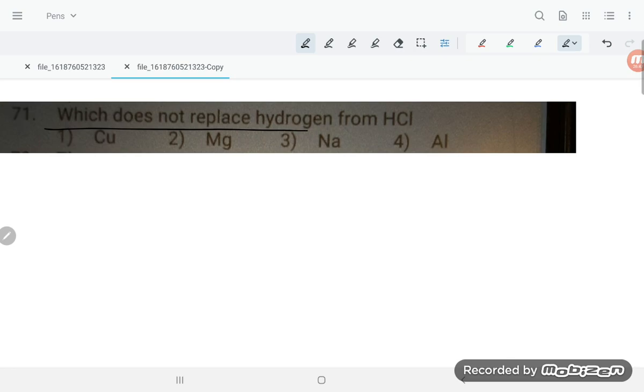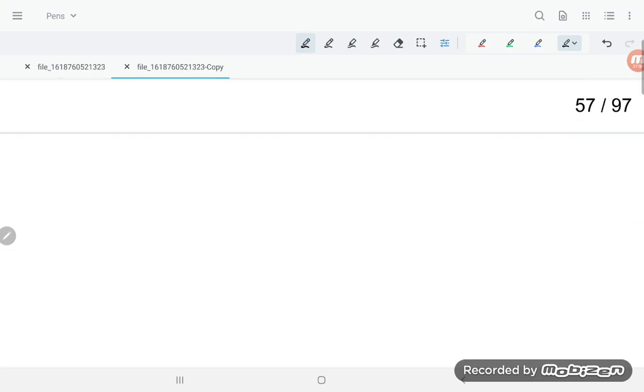Which does not replace hydrogen from HCl? Copper is less reactive than hydrogen, so the correct option is option number 1.